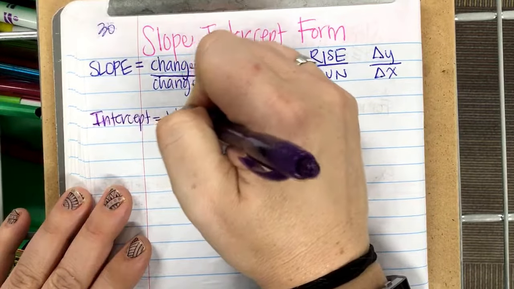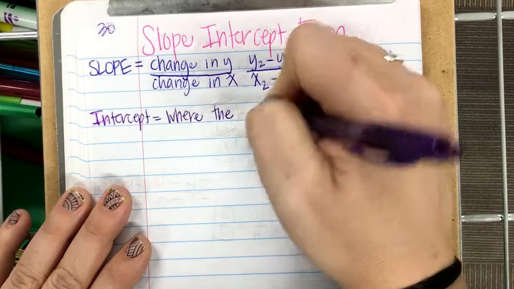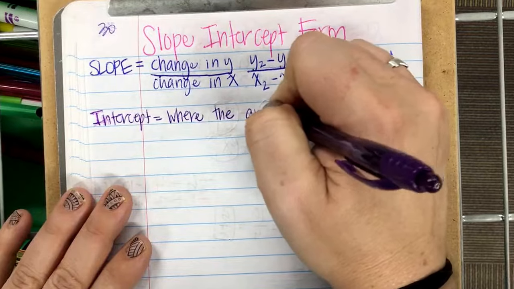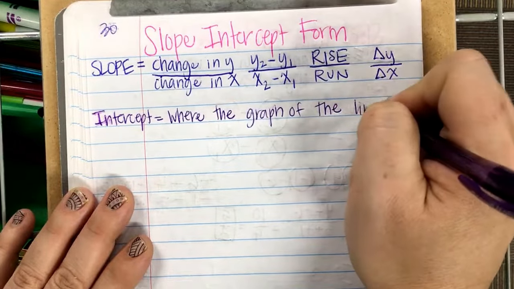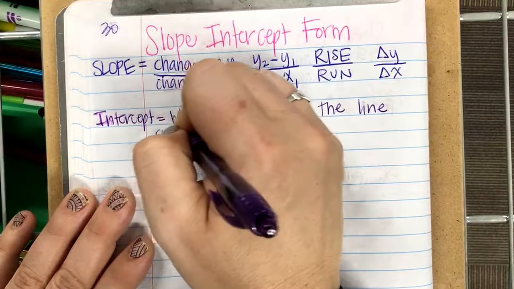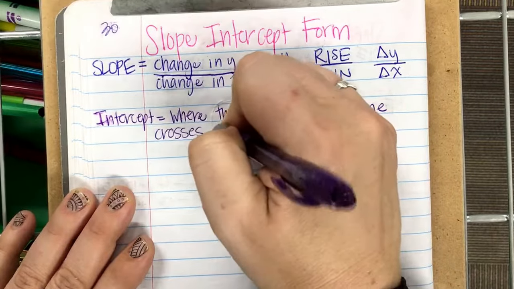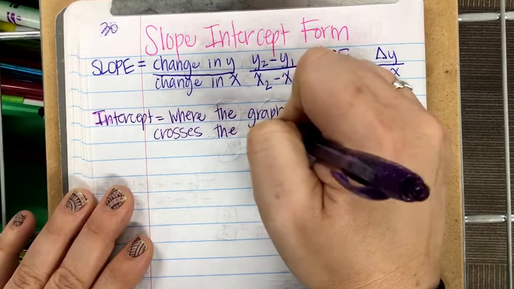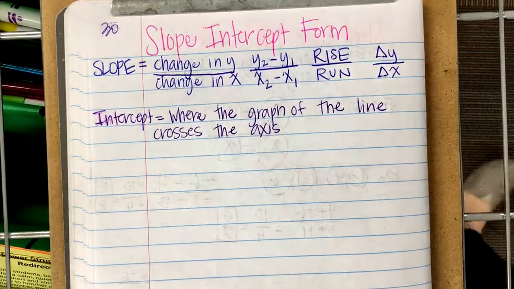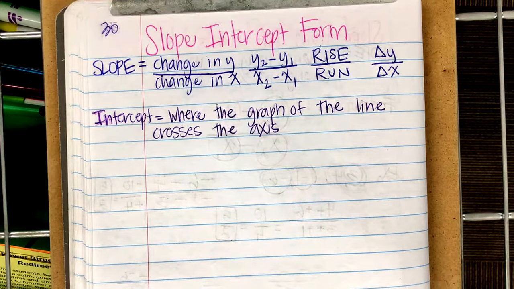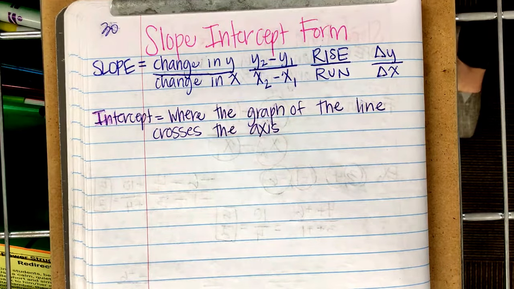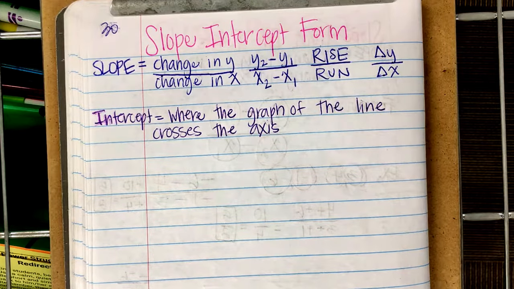is where the graph of the line crosses the axis. What's the axis? Or what's an axis in a graph? Yeah, like the x and y, the grids, right? The things that we count on, the number lines.